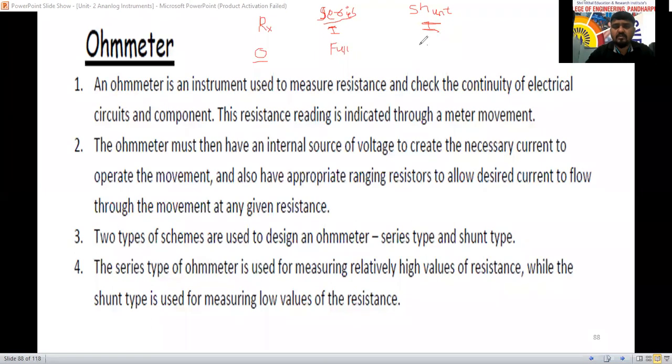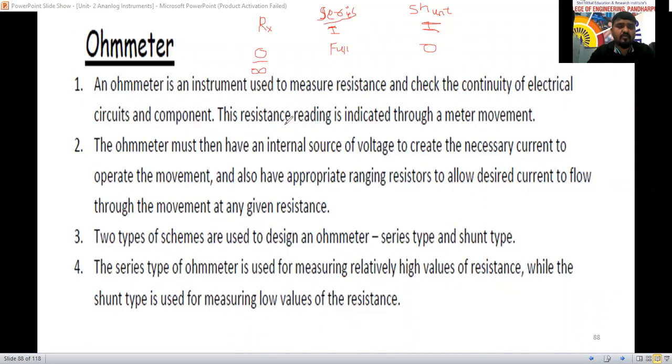Next for roll number 38, Sagar Wagmore, we'll check later. Okay. Next, Rx equal to, suppose it is infinity. Then what is the value of current in the series ohmmeter and what is the value of current in the shunt ohmmeter? Series is 0 and shunt is maximum.